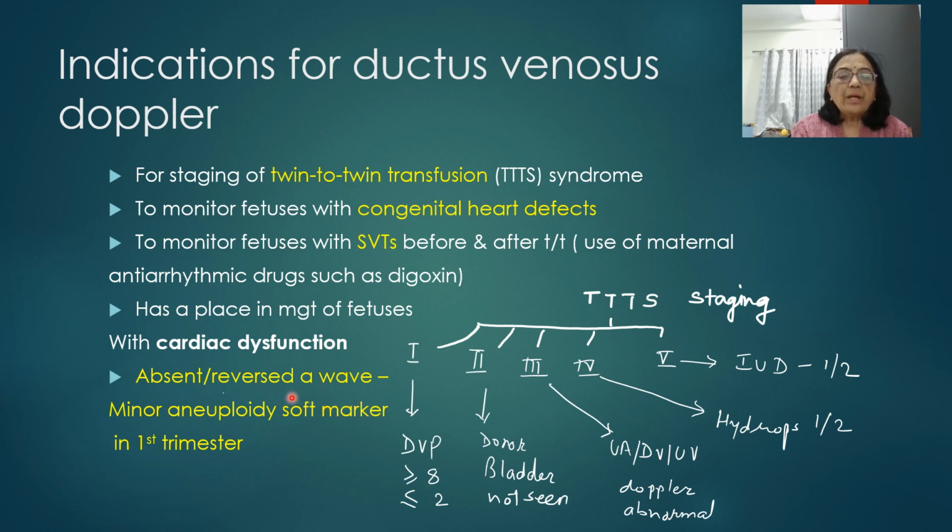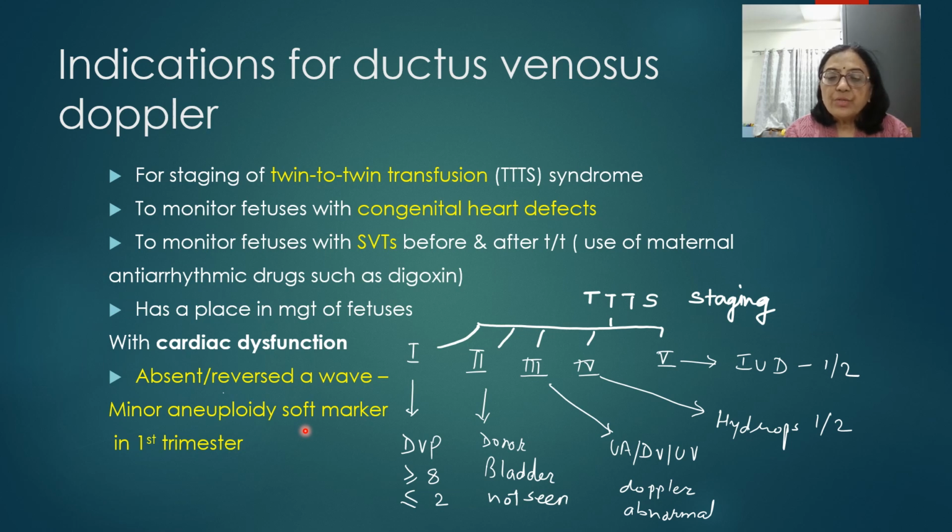Absent A wave is also used as a minor aneuploidy soft marker in the first trimester. So this is latest. As we already know that there are aneuploidy markers in the first trimester such as nuchal translucency or beta hCG or PAPP-A. Along with that, there are some additional markers which are called soft markers, minor markers. And this ductus venosus shows absence or reversal of the A wave. This is also considered as one of the minor aneuploidy soft markers.